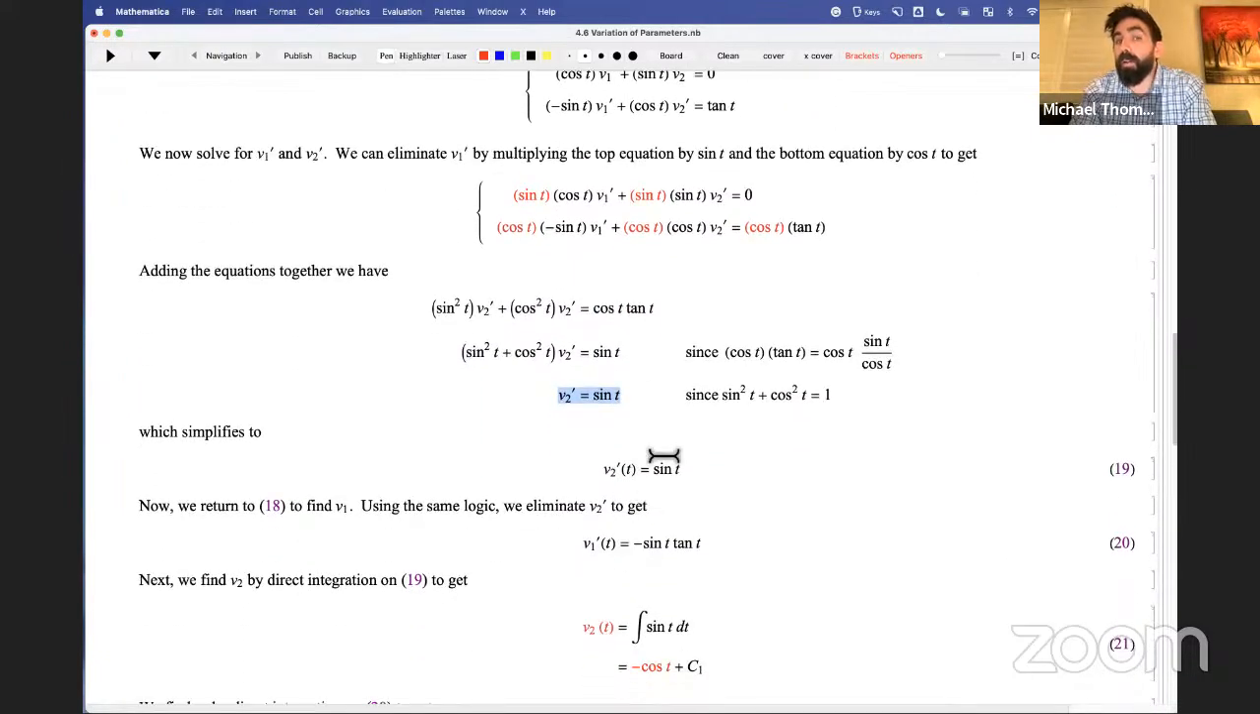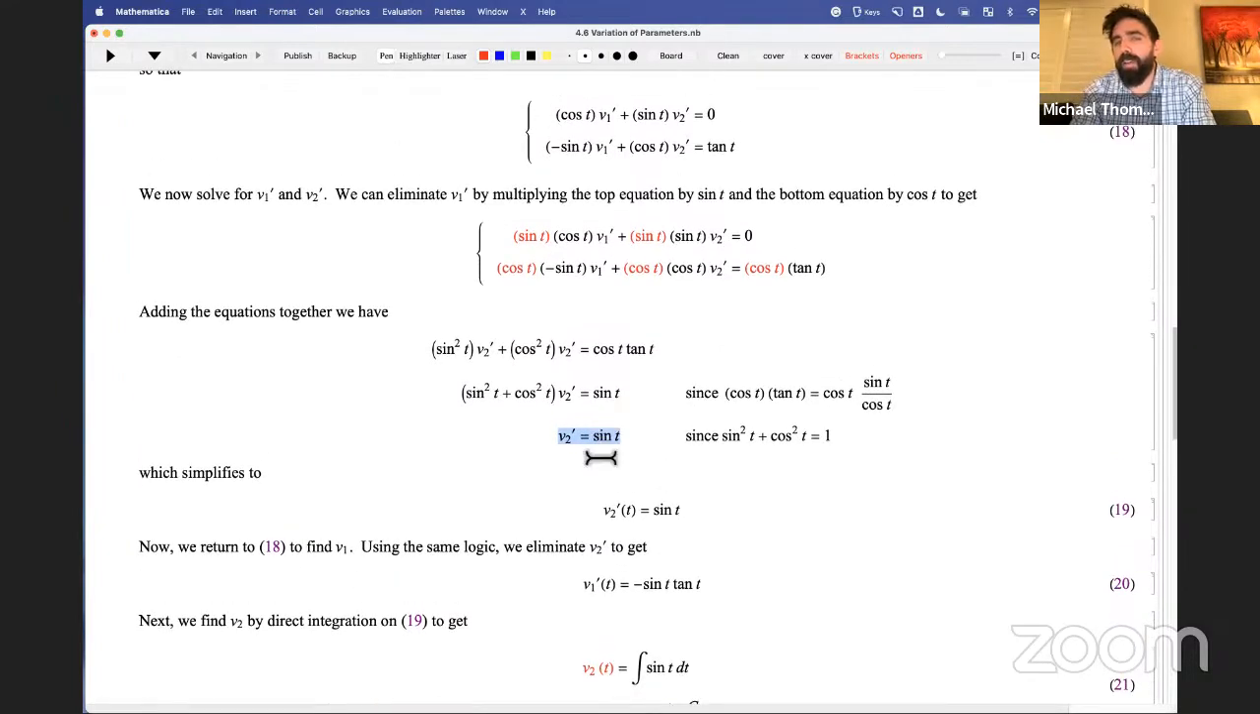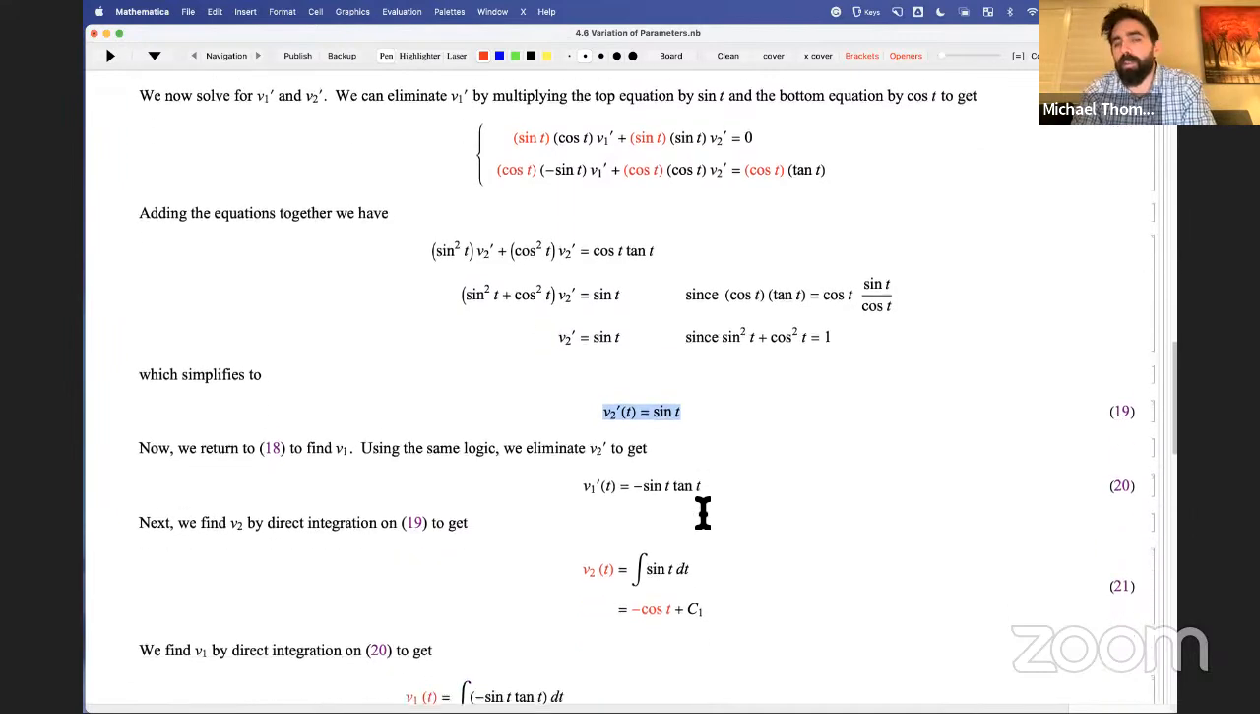Okay. Now, the next step is going to be to integrate, but we're actually going to hold off on that. I like to find my variables first. So let's go ahead and solve for v1 prime, and then we'll integrate both of them.